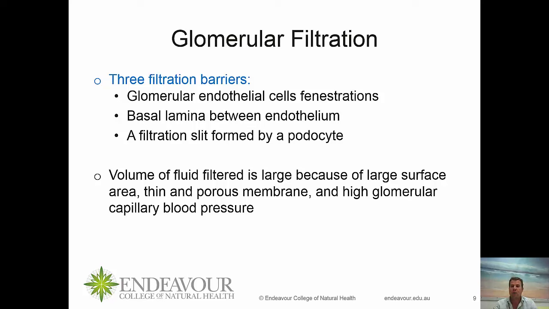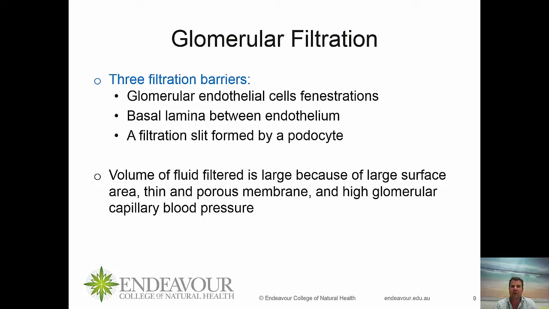Okay, we talked about what consists of that filtration membrane. It's the glomerular endothelial cells and their holes in it, the fenestrations. It's the basal lamina that sits sort of at the base of the endothelial cells, and it's the filtration slits that are formed by our podocytes. Okay? And you might think, well, we've only got 1 million nephrons. How do 1 million tiny little nephrons filter 180 litres a day.